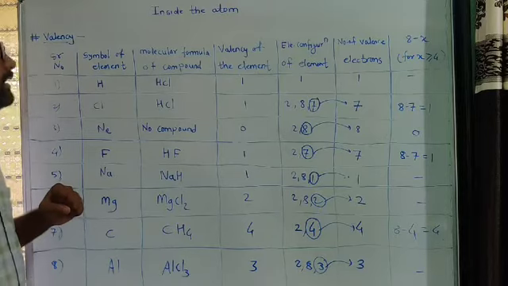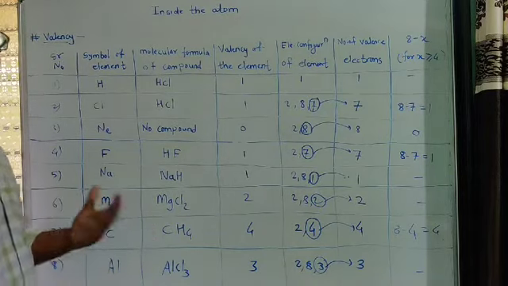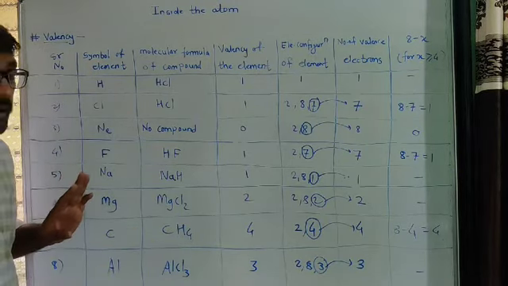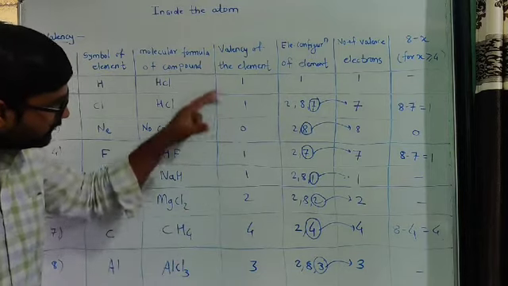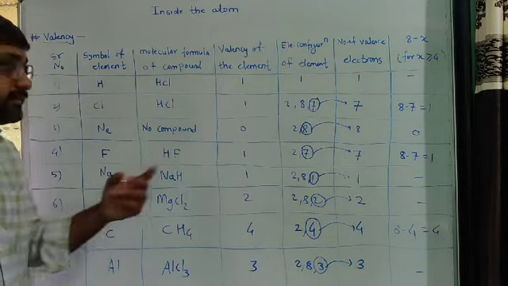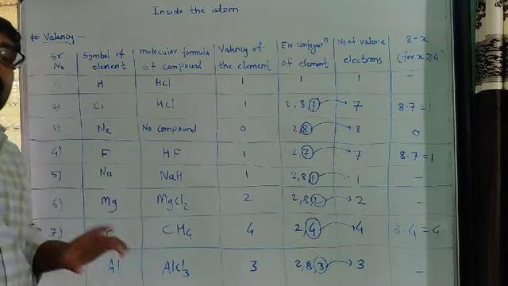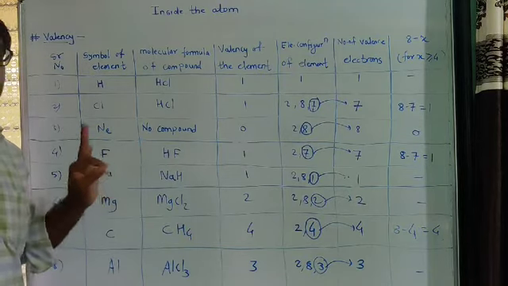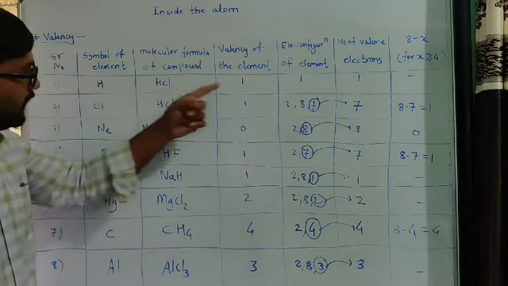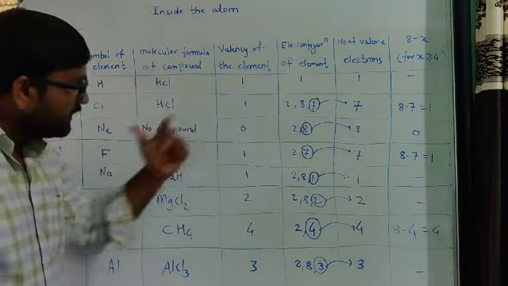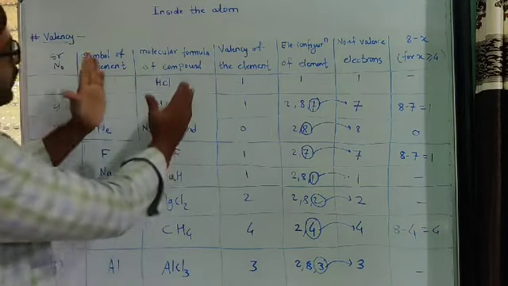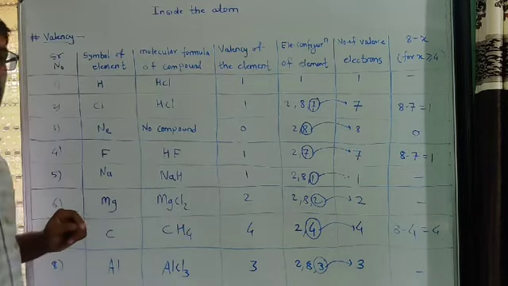Valency is 0, so it does not form any compound. So we can say that an element can react with another element when it has some valency. But if an element has 0 valency, then it does not react with any other element. Look here, hydrogen has a valency of 1, chlorine has a valency of 1. So these two elements have the same valency, so they form a compound, that is HCl.